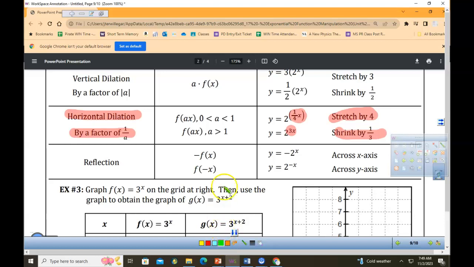And lastly, if we put a negative in front of our f of x, we're flipping over the x-axis, the line y equals 0. If we put it by the x, we're reflecting across the y, like our example 2 was.